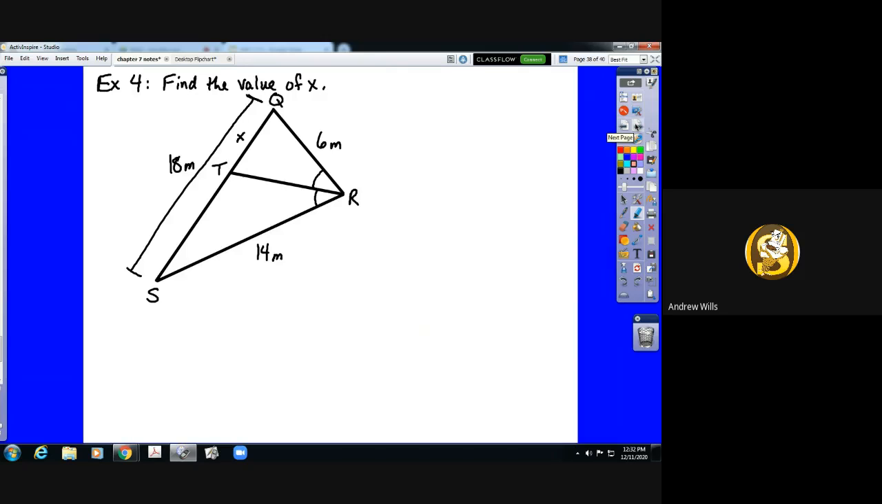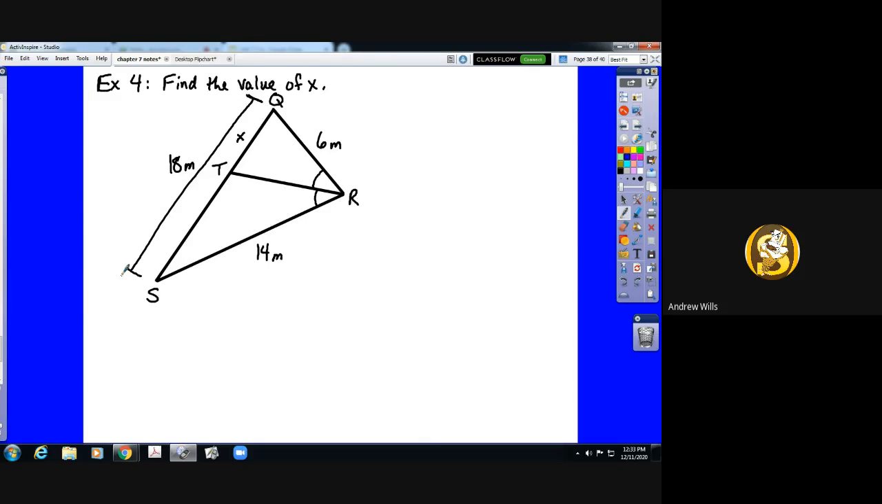We're going to find the value of x in this particular triangle SQR. Notice that the markings indicate that line segment RT is an angle bisector. It is bisecting angle QRS. Now there is one little added thing here. We know that QT is x units, and we know that the entire length of SQ is 18 units.